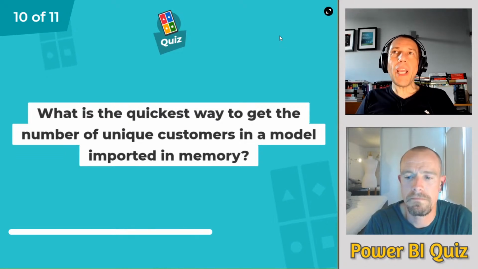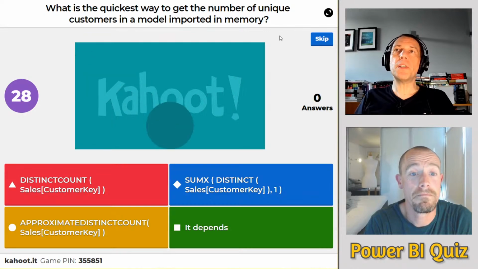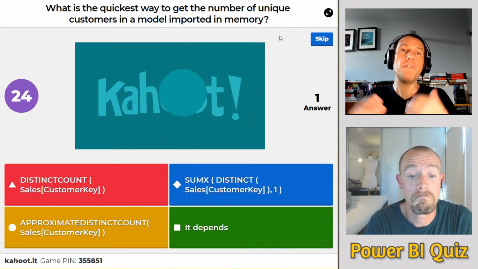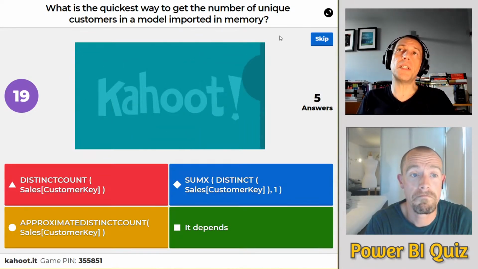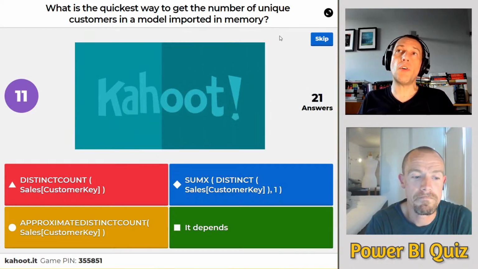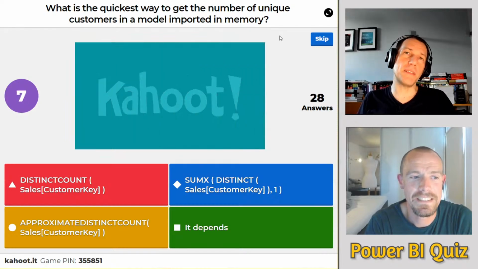So what is the quickest way to get the number of unique customers in a model imported in memory? These are 4 different techniques to get the number of unique customers in a model imported in memory. You have to provide the formula that provides the quickest answer. Distinct count, or SUMX of distinct, or approximate distinct count of the column, or it depends.